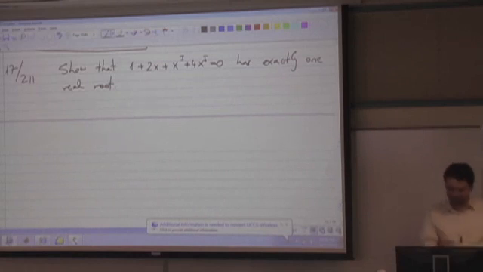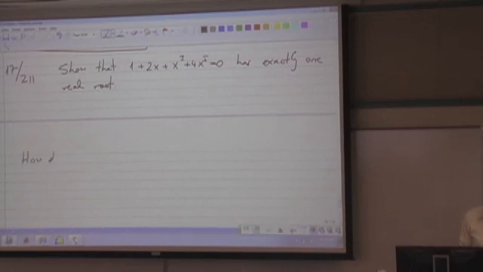First of all, how do we show it has a root? Do you remember how to show it has a root? X equals 0? Well, if you put in 0, you end up with 1 equals 0.